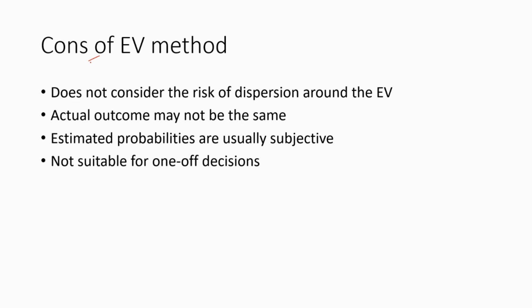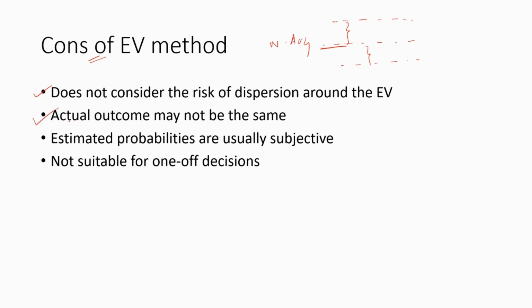Now let's discuss the cons of the expected value method. It does not consider the risk of dispersion around the expected value, because we simply calculated the weighted average value. We did not consider how the possible outcomes vary around this expected value. Think about it. We calculate a weighted average, which means it lies in the middle of a data set. There are data above this line, there are data below this line. We did not consider how these data lie around the average line. This is not suitable when it comes to decision making. We have to consider how these outcomes vary around the average value.